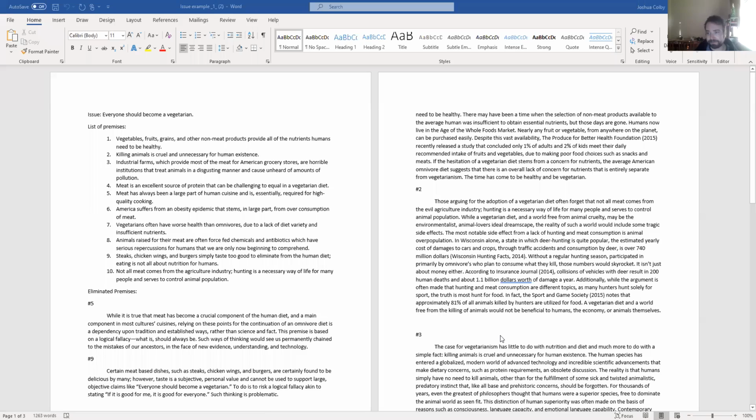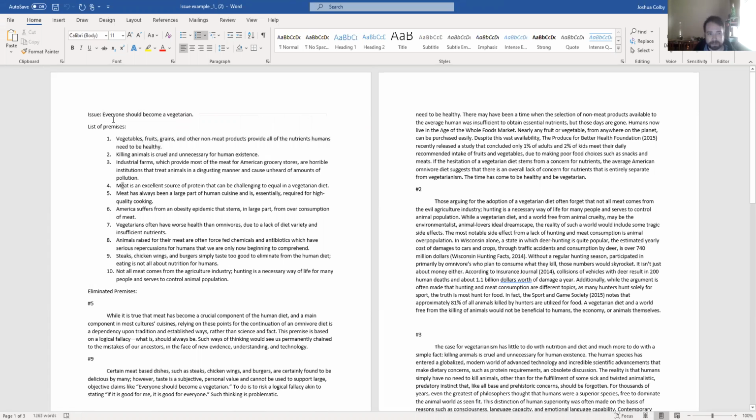Let me take one quick look with you at the sample I posted. Okay. This is how I recommend setting it up. Put issue, colon, list your issue. Here I have the idea, everyone should become a vegetarian. Then I have a list of premises that are complete sentences that represent at least 2 sides of the issue. Vegetables, fruits, grains, and other non-meat products provide all the nutrients humans need to be healthy.